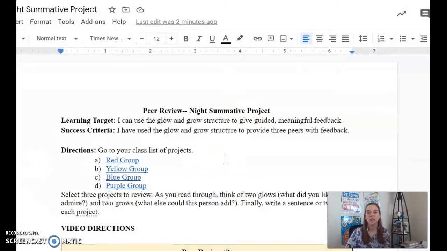Your learning target is I can use the glow and grow structure to give guided, meaningful feedback. Success criteria, I have used the glow and grow structure to provide 3 peers with feedback.